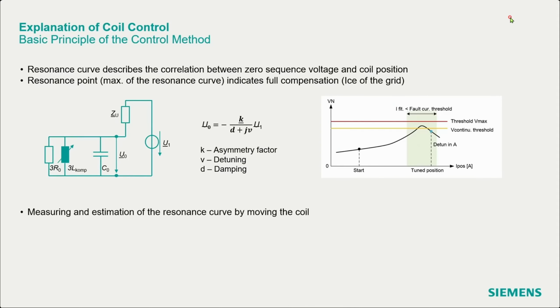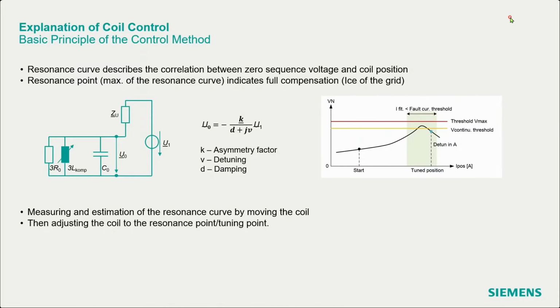And how do we now calculate the resonance curve and the resonant point? The function moves the coil in one direction, and then the function records value pairs for the zero sequence voltage and the coil position. And after measuring some points, it will do a calculation or an estimation of the resonance curve.